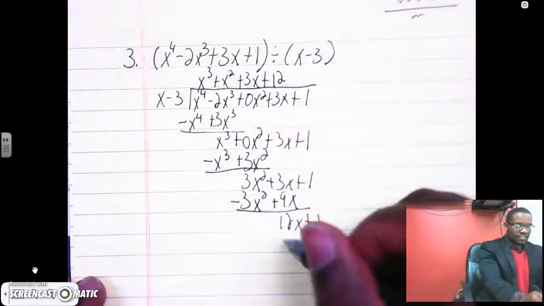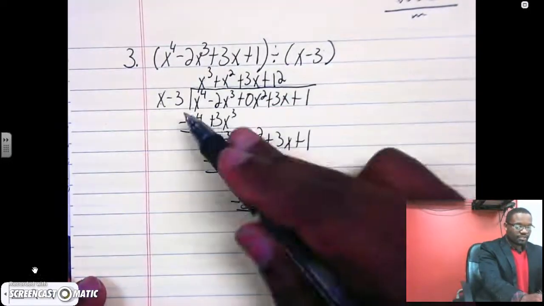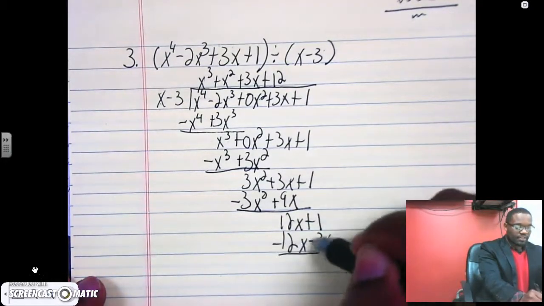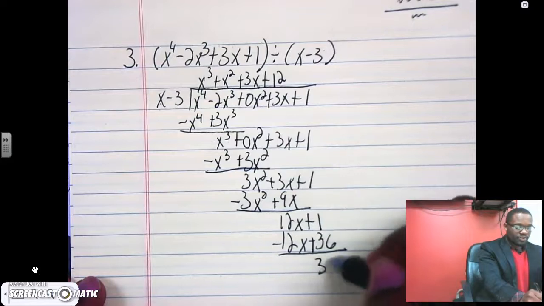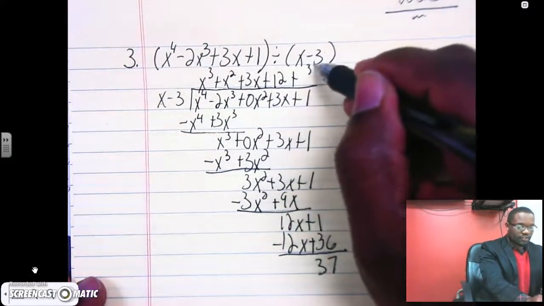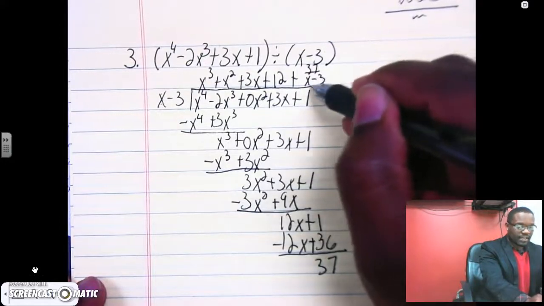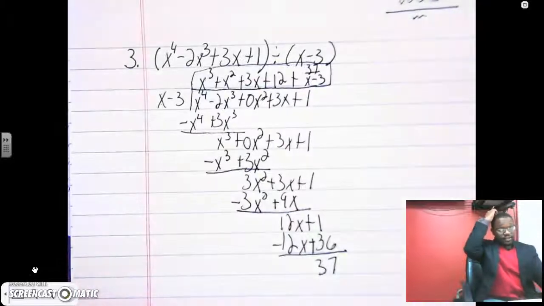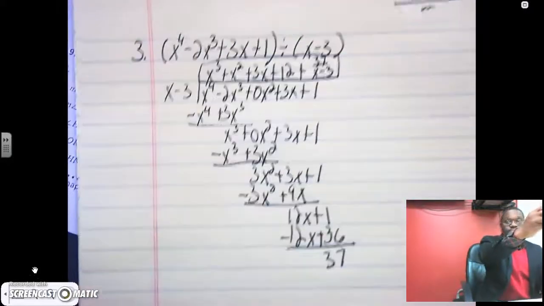12 times x is 12x. 12 times negative 3 is negative 36. Draw your line, change your signs, and it becomes 37. And so I take my remainder, plus 37 over x minus 3, and that is your solution, your answer there. I'll try to get one more in.